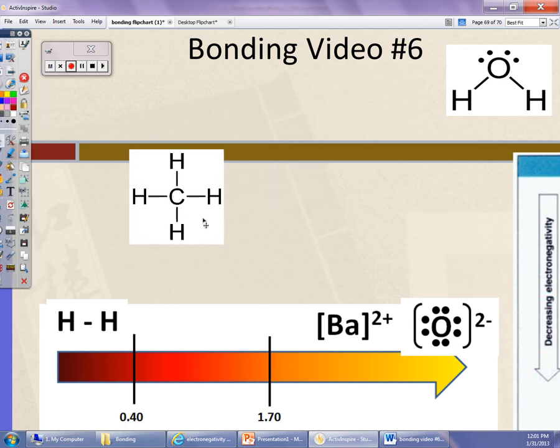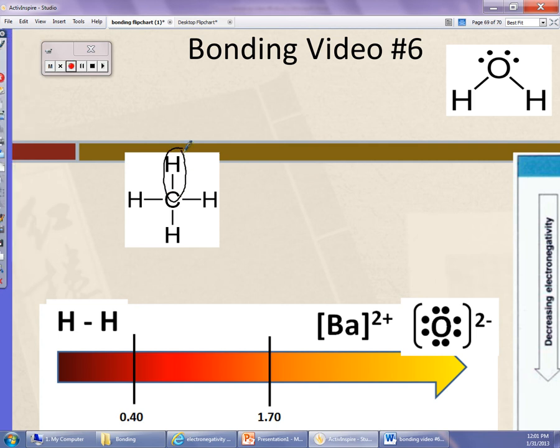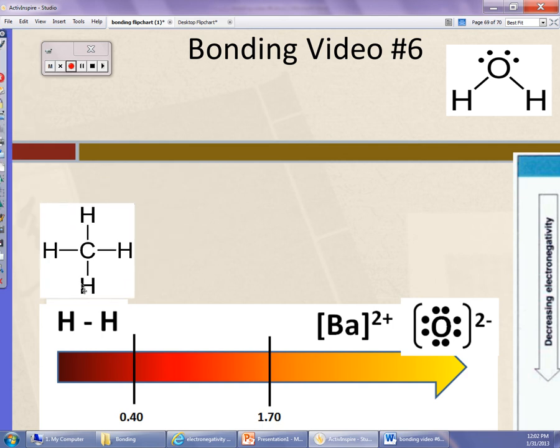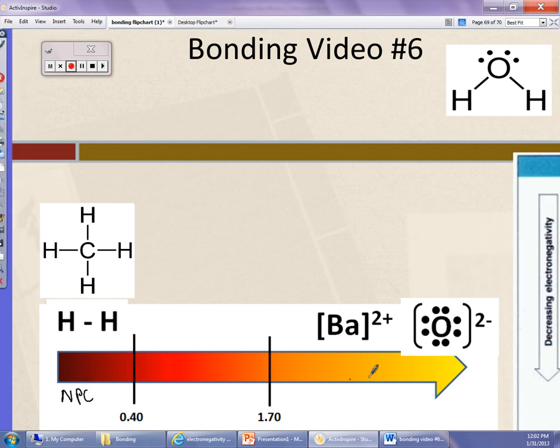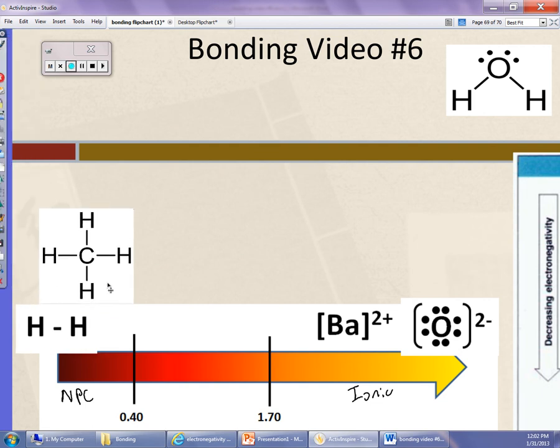Let's try another one. Carbon and hydrogen. Now yes, I have multiple bonds, but I want to look at one of these bonds. Carbon from our table is 2.5 minus 2.1 for hydrogen. We get a 0.4 difference. This is just in the nonpolar region. So this is also going to be a nonpolar bond. So down here, we have the nonpolar covalent bonds. Over here, we have the ionic. But between these two, the hydrogen-hydrogen is a little bit more nonpolar than the carbon-hydrogen one is.